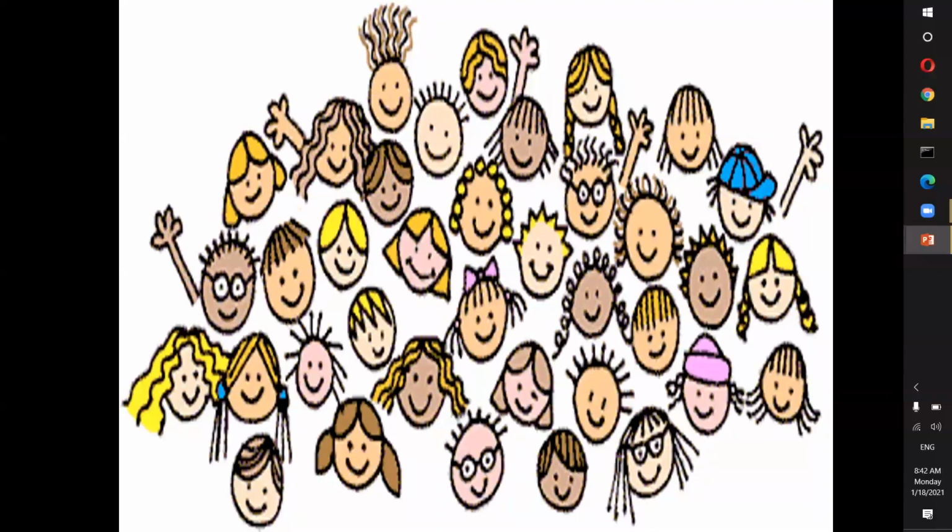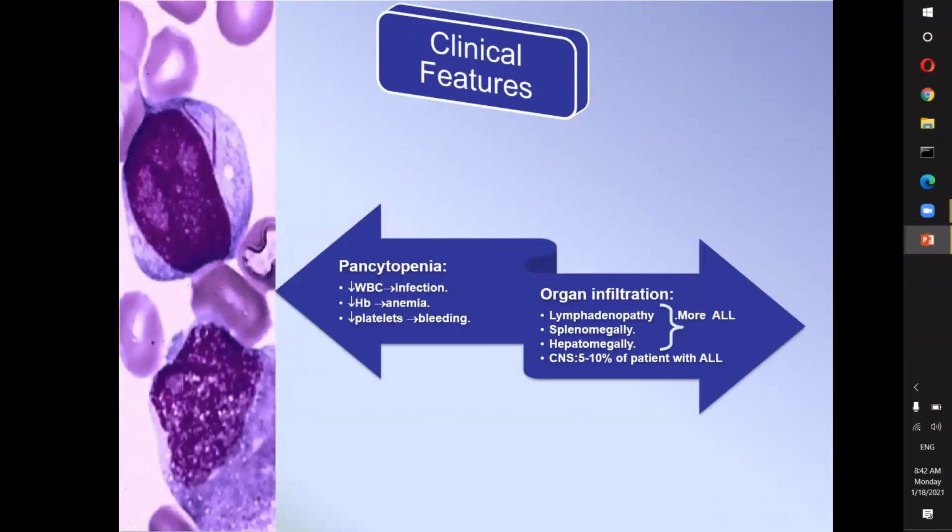So the three lineage suppression: no RBC, no white BC, no platelet. So there is low white BC, and when the white BC get low, there is a high risk of infection. Low RBC will result in anemia, and low platelet, and definitely when the patient gets low platelet, there is a high risk of bleeding.